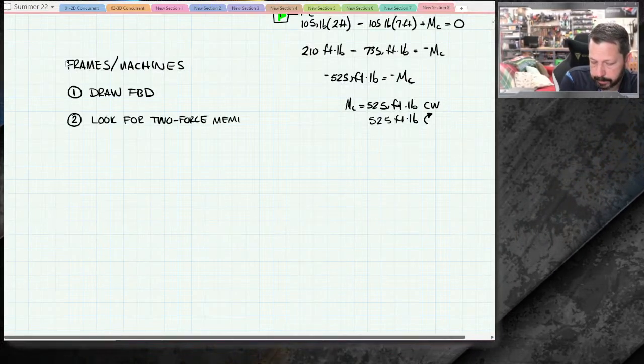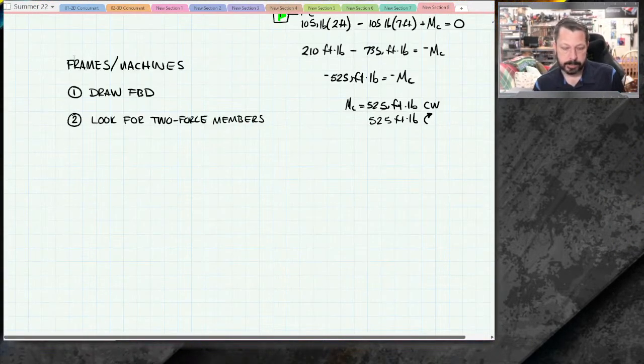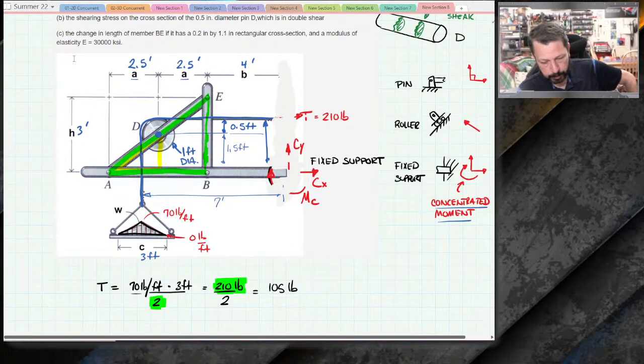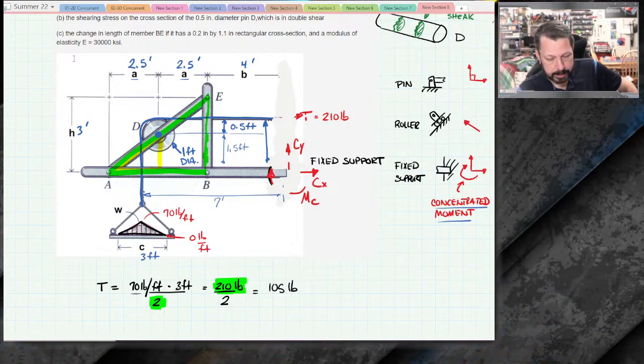We didn't do that. So let's go look at ours and see if there's any two force members in it. When we look for two force members, we really only have three members here: ABC, ADE, and BE.